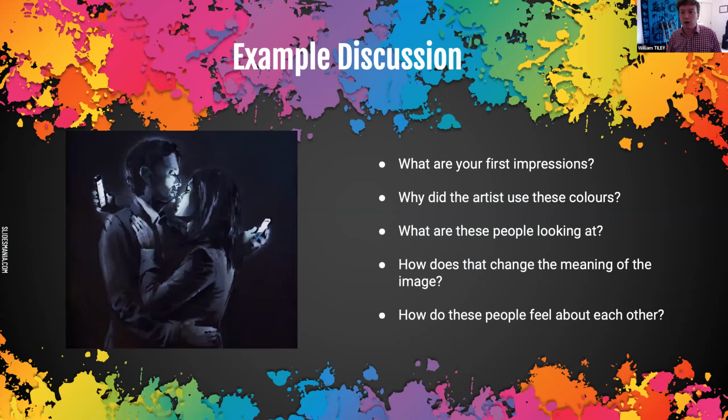But here is an example of the prompts that I would give students. This is Banksy's Mobile Lovers. I tend to use this one early on in the process because I think it's very accessible, but there's also a lot of interesting things you could say about it depending on what they're looking at, right? The meaning of this painting changes massively if they are, say, looking at work emails versus looking at social media. And so you can see the questions I used to gently nudge students towards this and get them to read meaning out of the image.